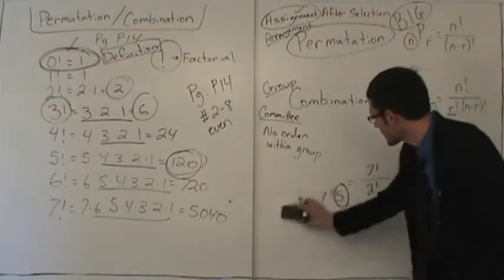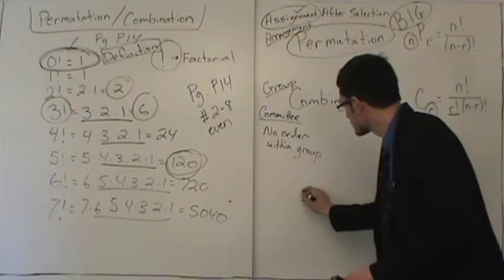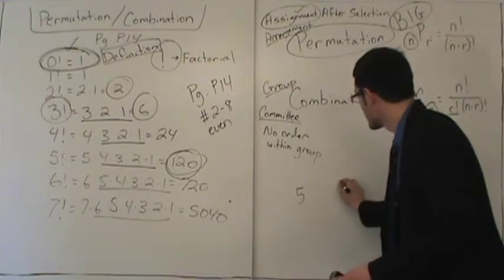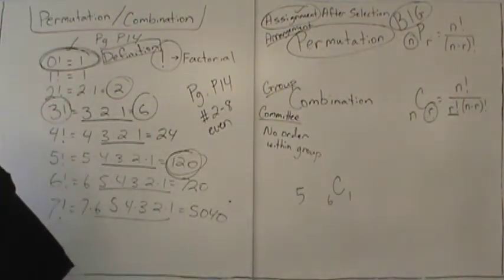Okay. Now, number 5 says combination of 6, choose 1. Combination 6, choose 1. Okay.